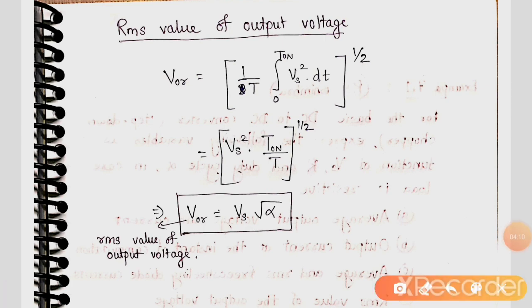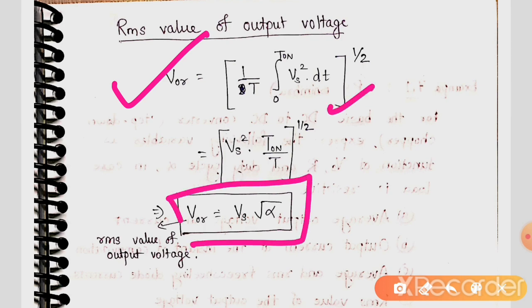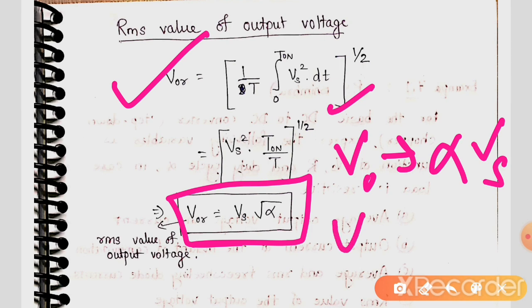Similarly, we can find the RMS value of the output voltage. It is equal to the square root of 1 upon T, integral from 0 to T on of Vs square dt. So this RMS value is equal to Vs under root alpha. V naught was the average value, which was equal to alpha times Vs, and V0R is the RMS value, which is equal to Vs times under root alpha.